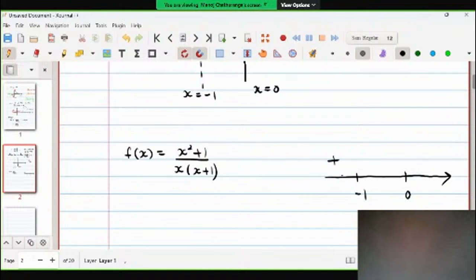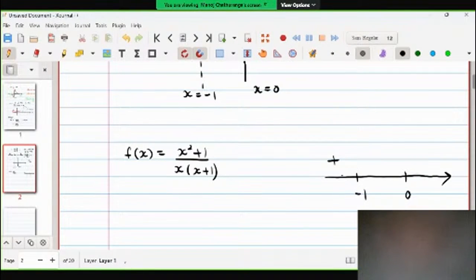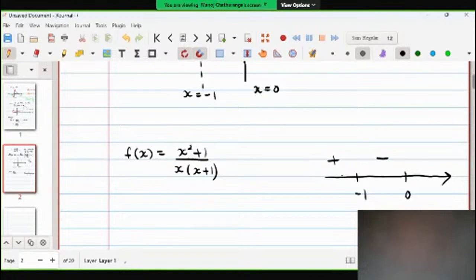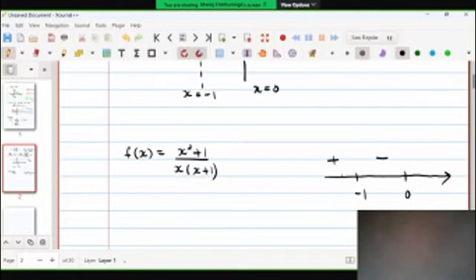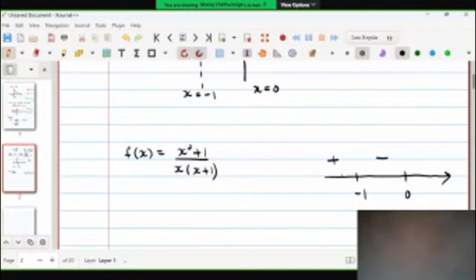Then for numbers between -1 and 0, say -1/2, this is negative. X plus 1 is positive. So negative, positive, negative. Altogether, it is a negative value. For numbers bigger than 0, let's say 5, the numerator is positive. Both factors in the denominator are positive, so it is positive.